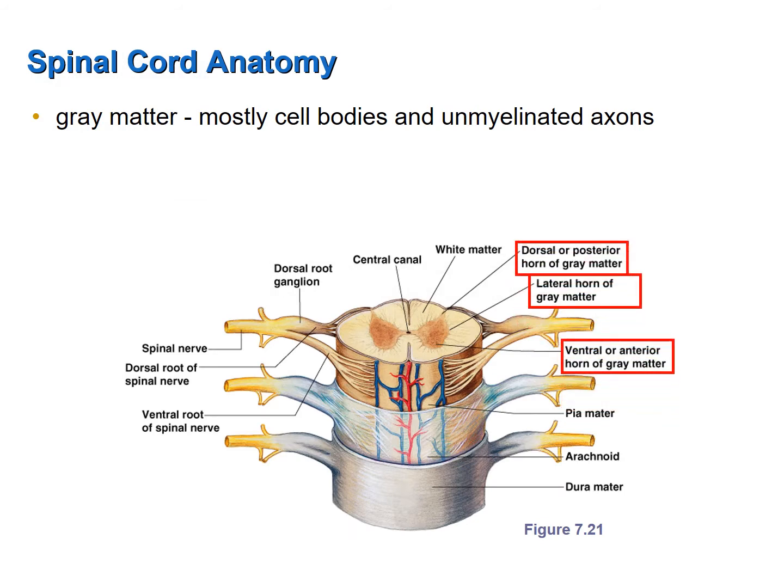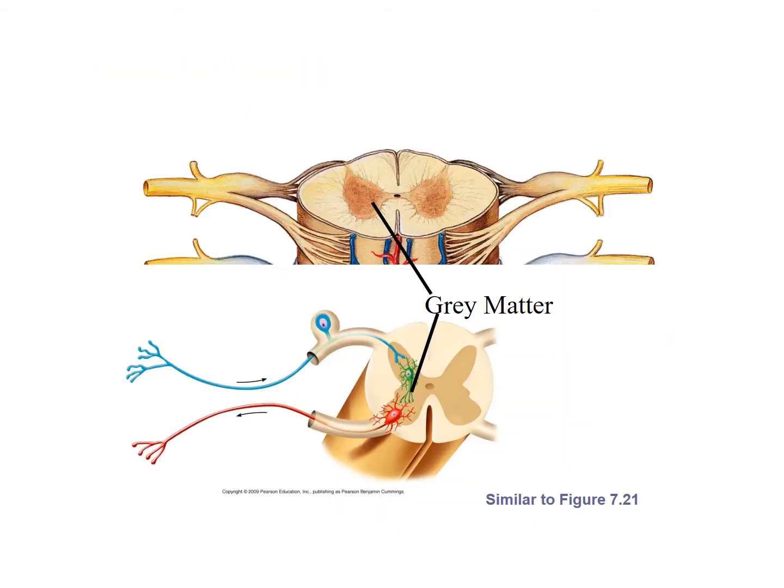The gray matter of the spinal cord consists mainly of cell bodies and unmyelinated axons. This figure illustrates the components of the gray matter of the spinal cord, the unmyelinated axons of the sensory neuron shown in blue, the cell body and unmyelinated axon of the interneuron shown in red, and the cell body of the motor neuron shown in green.